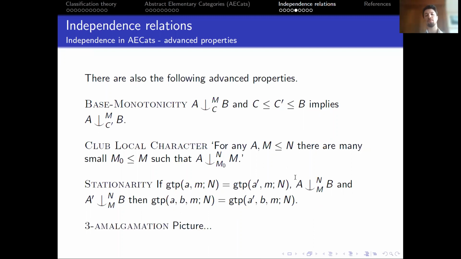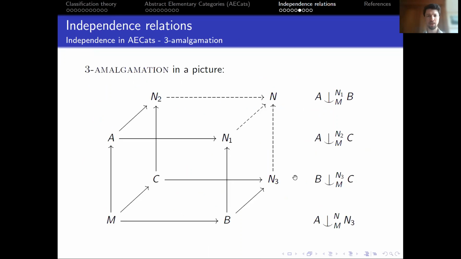Right. And then there is one more property, and that's tree amalgamation. And I think that's best explained using a picture. And the picture is as follows. So the input data is the solid arrows here. And we want them to be in such a way that these top three independent things hold. But in words, it's just saying that every one of these three solid faces is an independent square, if you want.